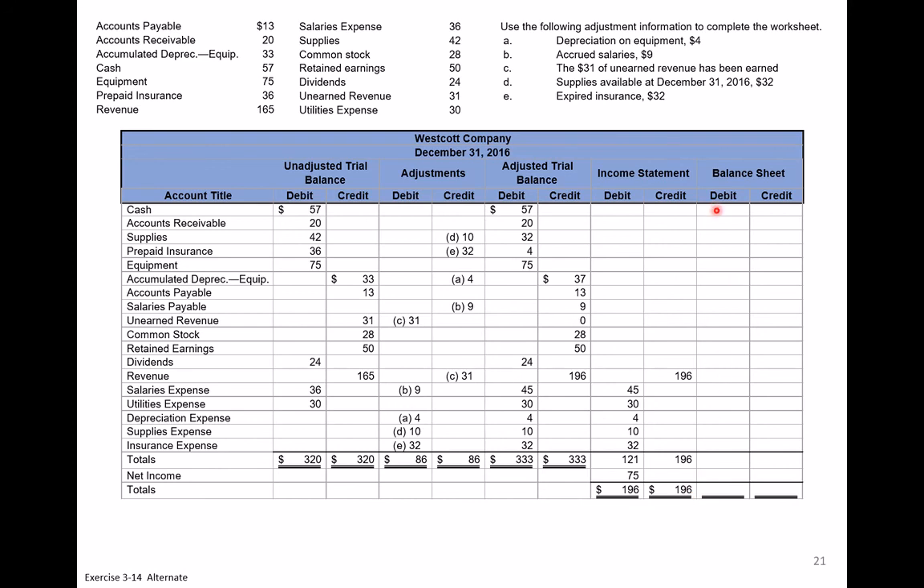Let's finish up the balance sheet and we'll be all complete with this problem. Cash gets carried over, accounts receivable gets carried over, supplies get carried over, prepaid gets carried over, equipment gets carried over, accumulated depreciation is a credit that gets carried over, accounts payable, salaries payable, unearned revenue is now 0, common stock gets carried over, as does retained earnings, as does dividends. We've brought all the accounts over for the balance sheet side, and now we can total those up as well. Subtract the smaller from the larger, and our balance sheet will now be in balance.